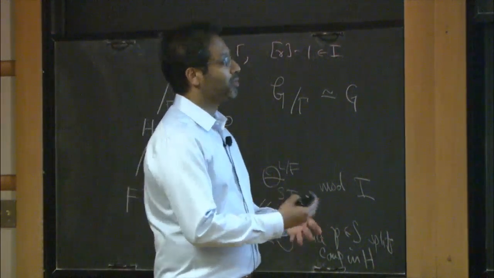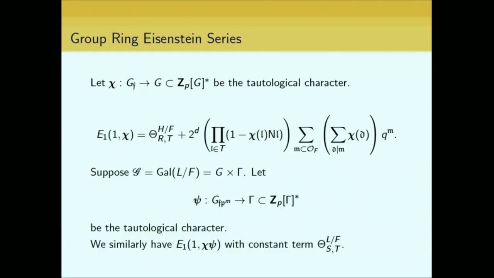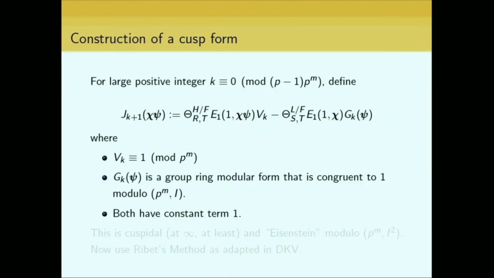So this is how Ribet's method works: you write down Eisenstein series whose constant terms are the L values that you care about. So the L values in this manifestation are these Stickelberger elements. Okay, so for a large positive integer k, we define, okay, so this is getting very technical, but that's good because we're at the end of the talk, basically.